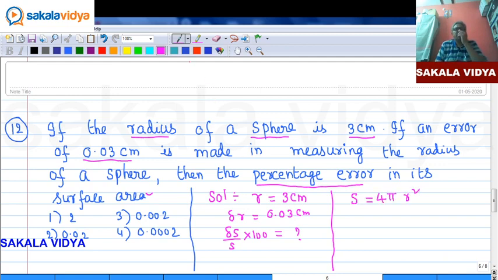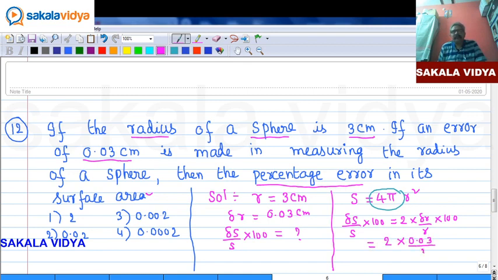So now this 4 pi is constant, you neglect it. So now we can write delta s by s into 100 is equal to, r dimension is 2, into delta r by r into 100. Substituting respective values, 2 multiplied by delta r is 0.03 by 3 into 100. 100 into 0.03 is 3, 3 by 3 is 1, so 2, that is 2%. That means first option is the right option.